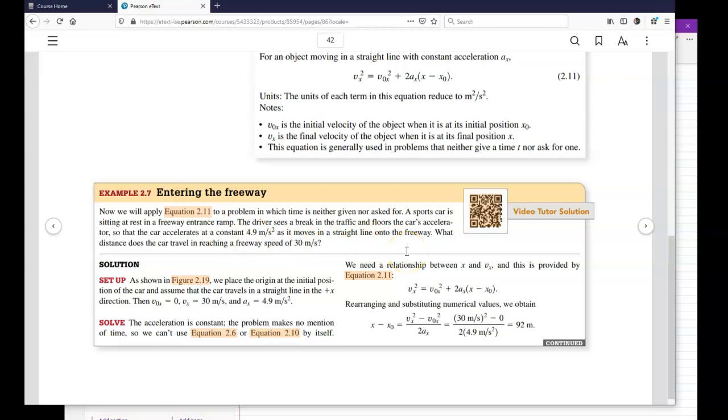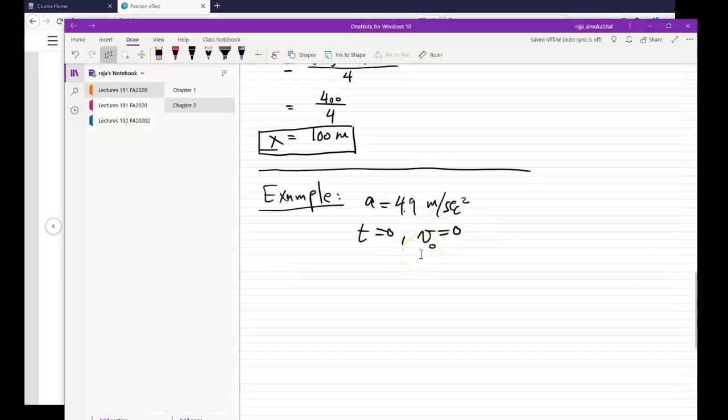And then he pushed on the gas and he accelerates at a rate of 4.9 and moves in a straight line. So now he's saying, what distance does the car travel when it reaches a speed of 30? So that's the final speed is 30. So here we have v is equal to 30 meters per second. And now he's asking for x.